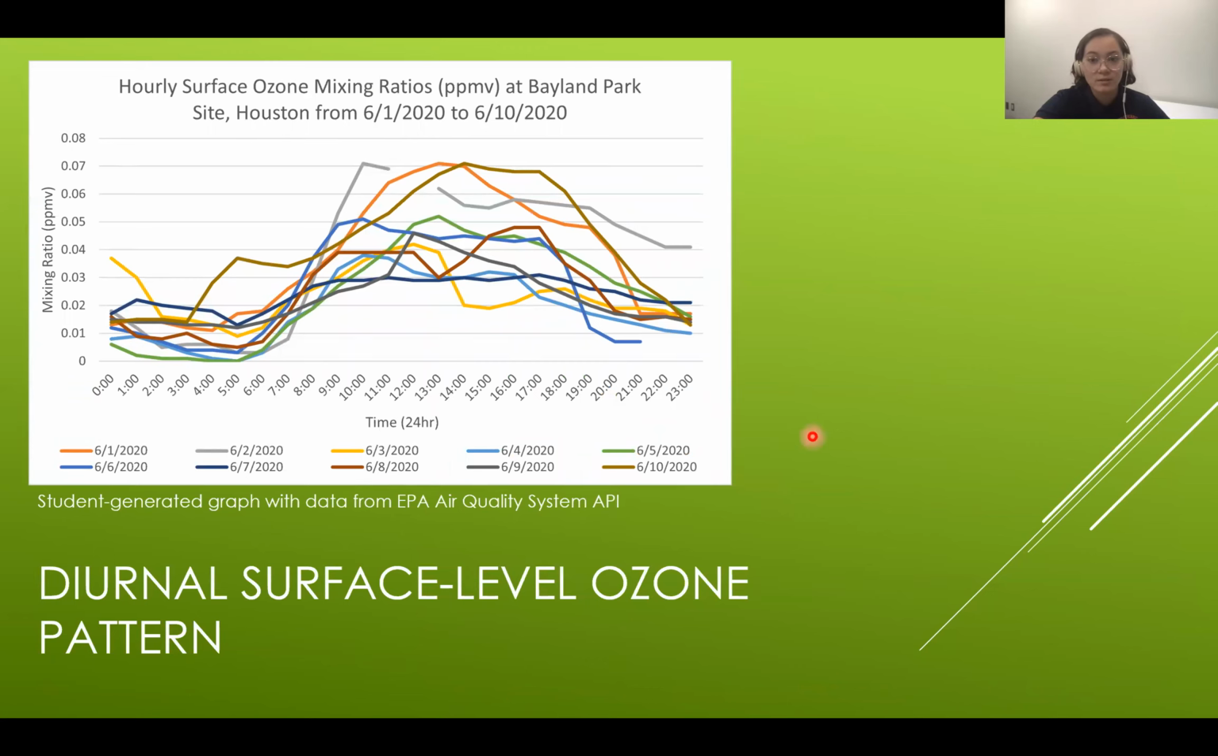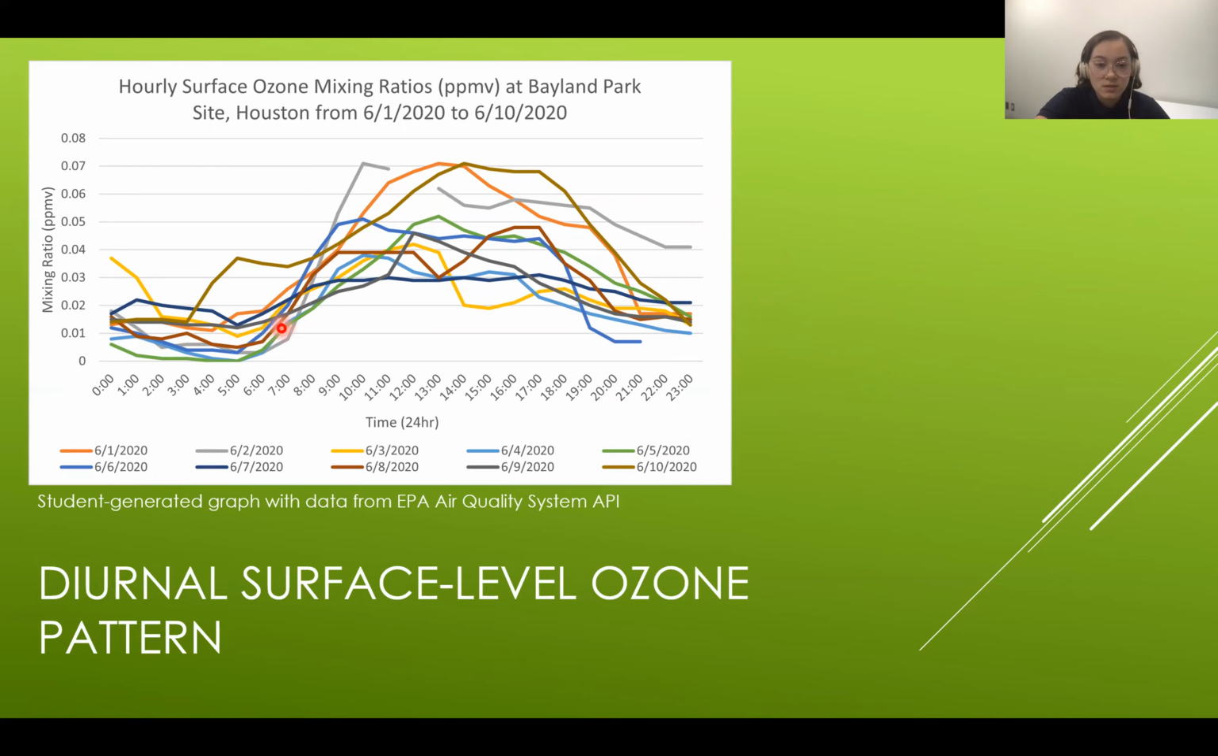Now, there's also a diurnal pattern to surface level ozone, which makes sense because ozone requires precursors to be broken down by the application of solar radiation. So diurnal ozone concentrations tend to have a minimum right before dawn. And then once the sun comes up, ozone production increases a lot and ozone reaches its maximum concentration in the afternoon. And then once night falls, since ozone is unstable and there's no solar radiation to continue some of those reactions, ozone concentration decreases.